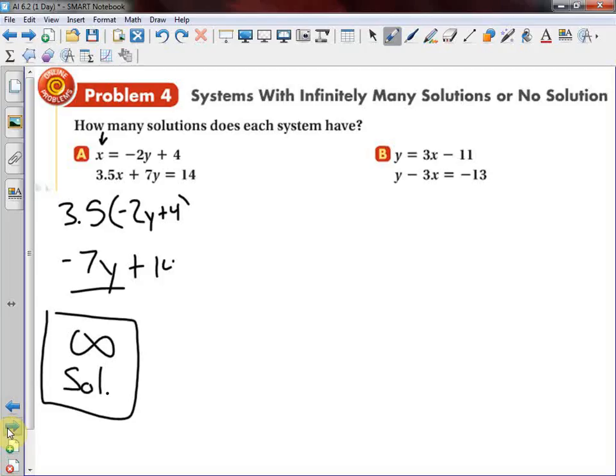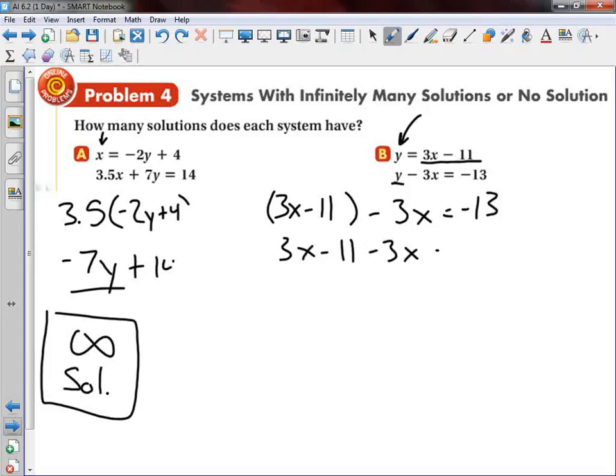So, next one, step 1. Well, I already have y by itself, so step 1 and 2 are done for me. Step 3 is to substitute. I'm going to substitute this in for that y. So I have 3x minus 11 minus 3x equal to negative 13. Again, it looks like my x's will cancel off, which is a telltale sign that you're going to have an infinite or no solution problem.